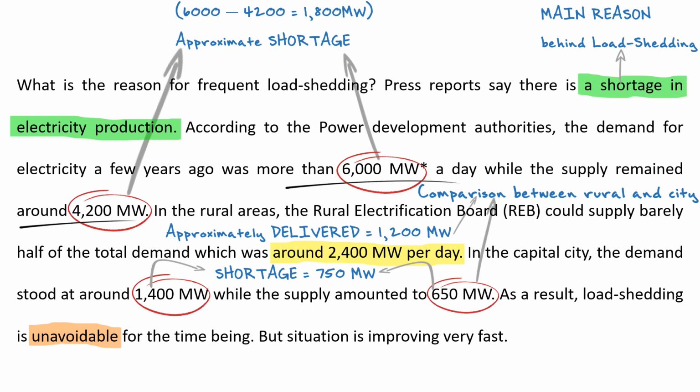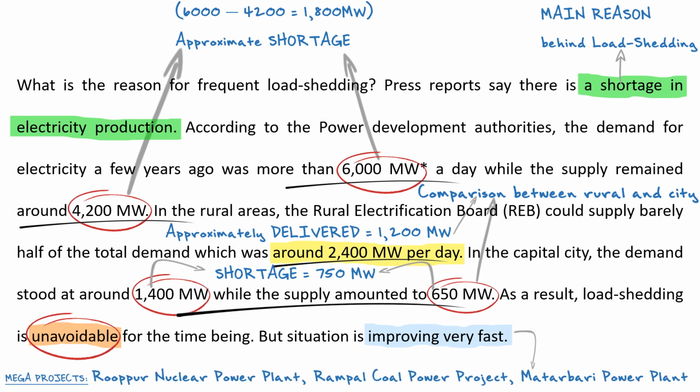Now, all these things are the reason behind making load shedding unavoidable. But the situation is improving very fast. How? The current government has taken some mega projects, and they are Rooppur Nuclear Power Plant, Rampal Coal Power Project, Matarbari Power Plant. And all these projects will help us mitigate the problem completely one day.